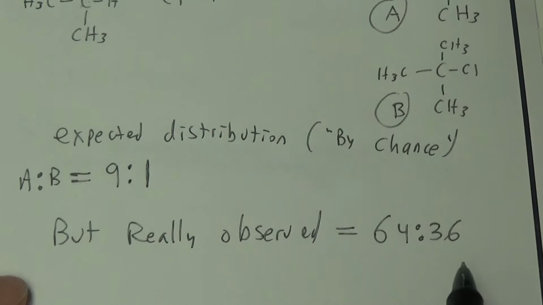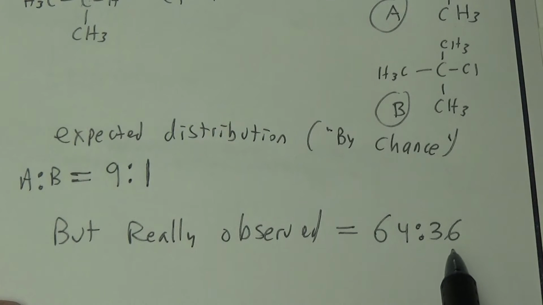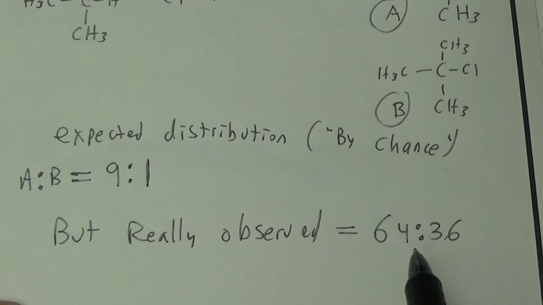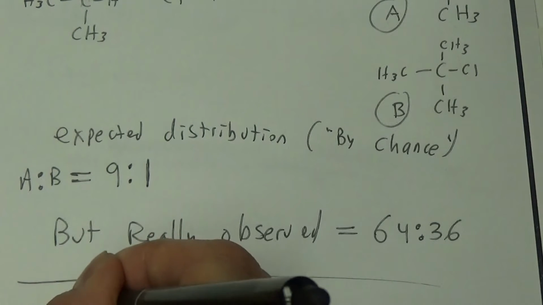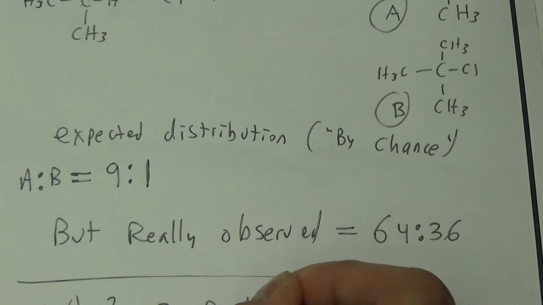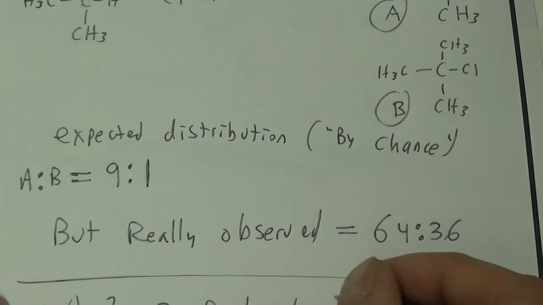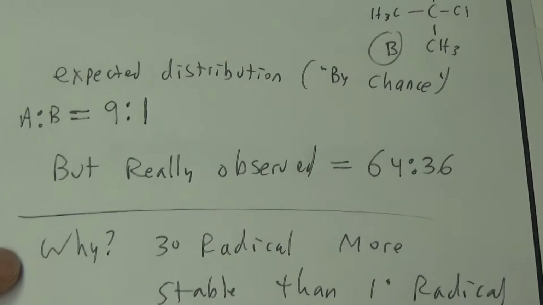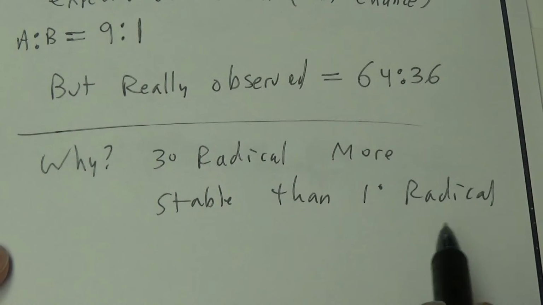Okay, so it looks like, just like in the last example, there's more of product B than you might expect if it was just by chance. 9 to 1 is not the same as 64 to 36. So the reasoning, the why there, is that a tertiary radical is more stable than a primary radical. That makes sense. We know that tertiary radicals are more stable than primary radicals.